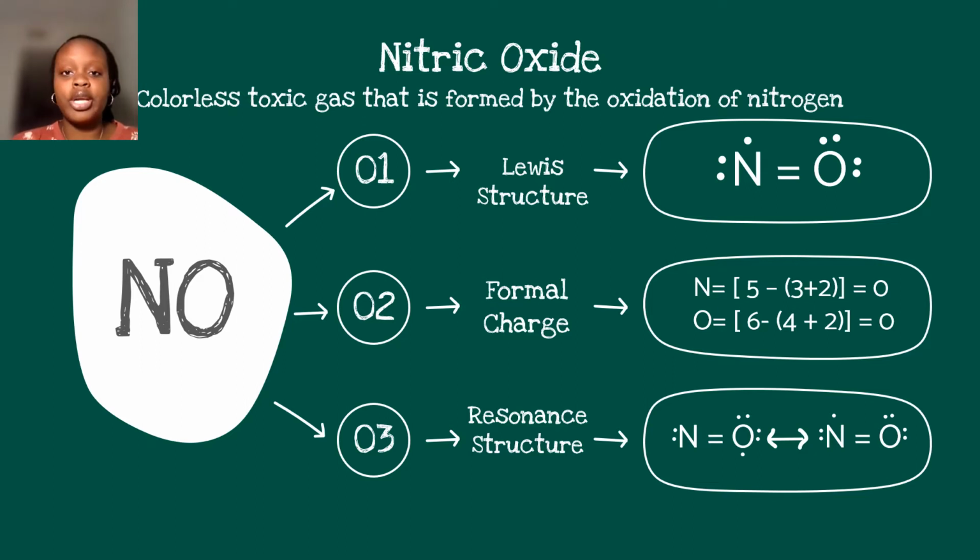Next is the formal charge. The formal charge of nitrogen is 5 minus 3 plus 2, which gives 0. For oxygen, 6 minus 4 plus 2, which gives 0. In the resonance structure, we can notice the placement of both double bonds and single bonds varies. The double bonds on oxygen can either be on the top or on the right, which also goes for the single bonds.